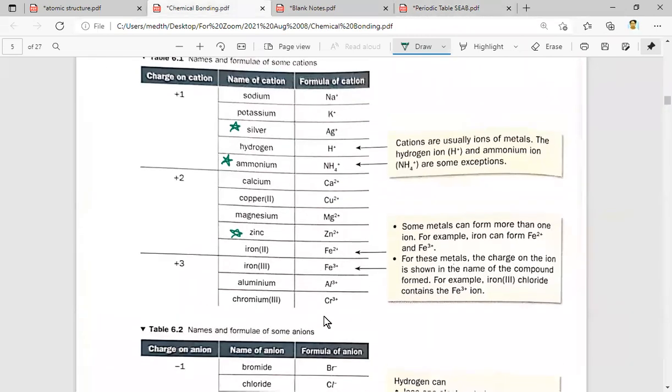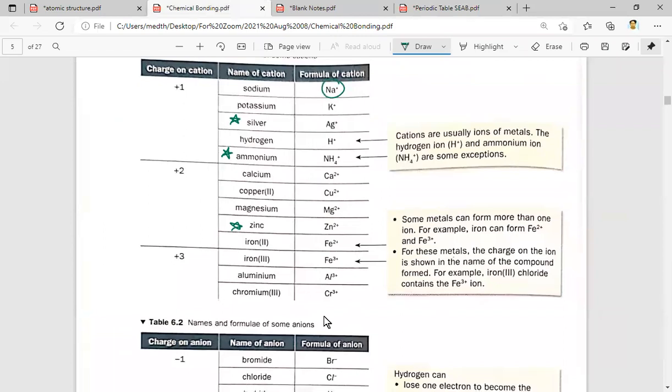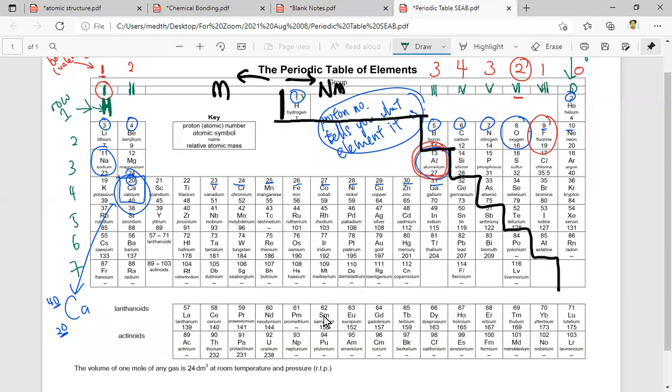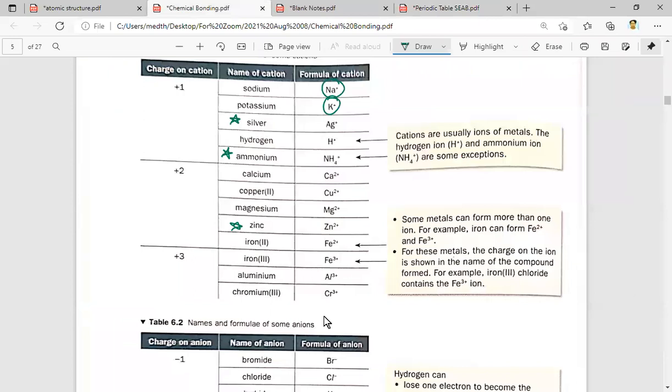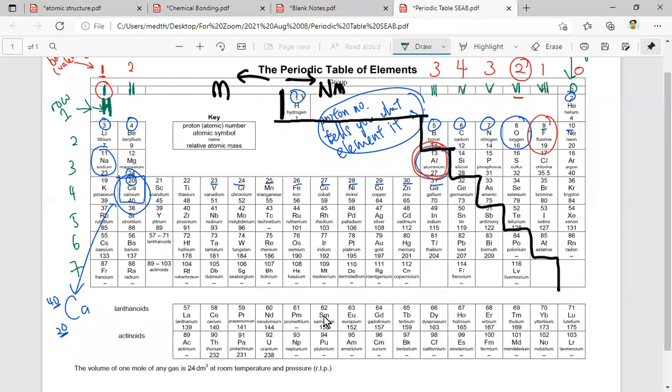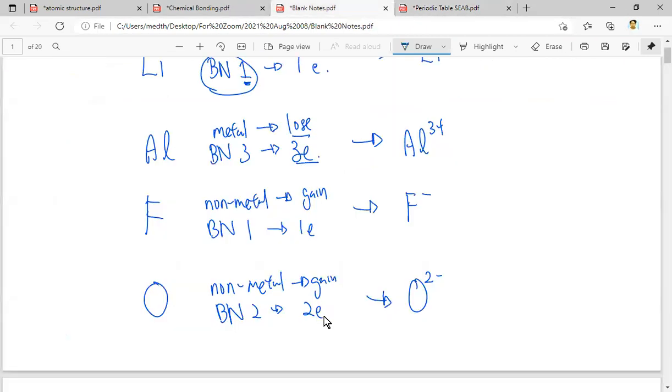So going back to here, realize Na plus, K plus can be found here. Na, bonding number 1, so that's why it's Na plus. K plus, because it's a metal, bonding number is 1. Next one, calcium, Ca2 plus. How you know it's Ca2 plus is because calcium is a metal, it's in group 2. Calcium bonding number is 2, so calcium will actually form a 2 plus. So just take note of that.